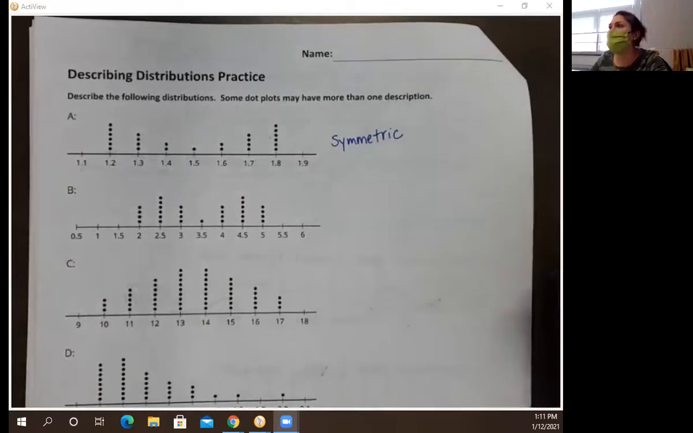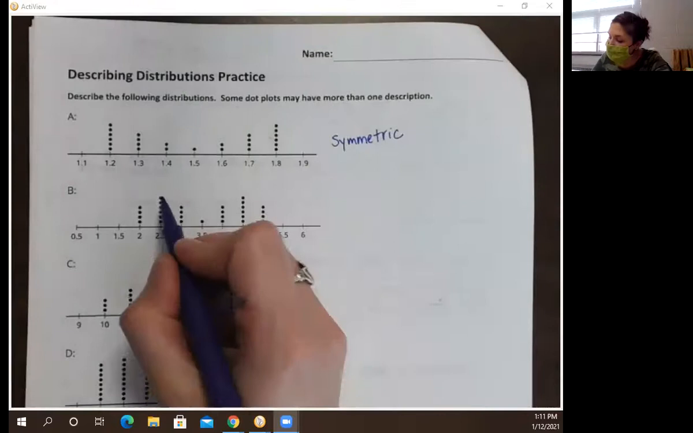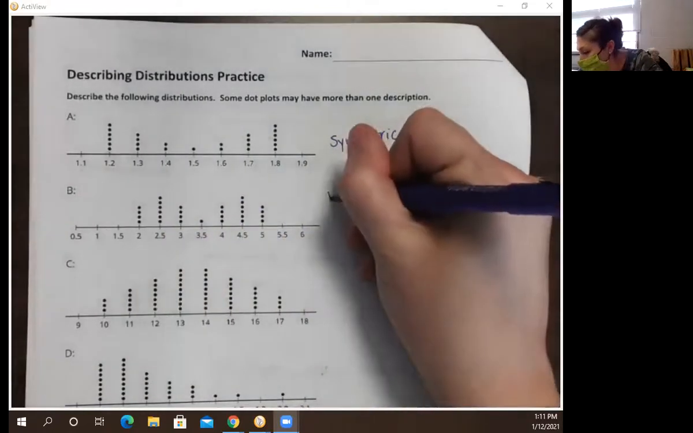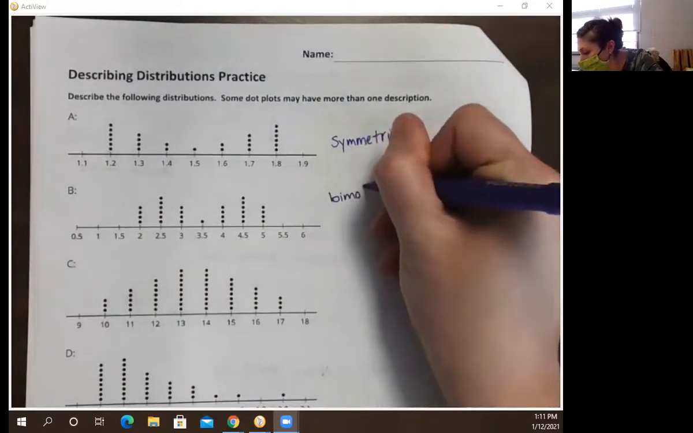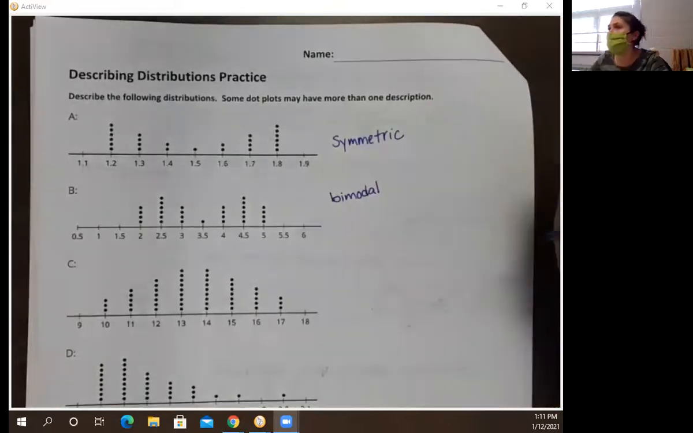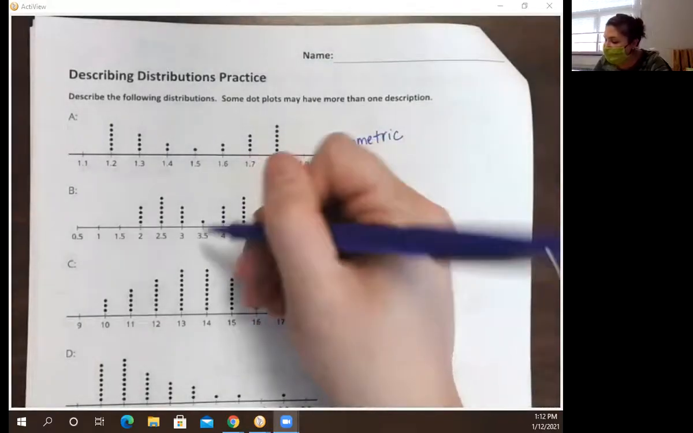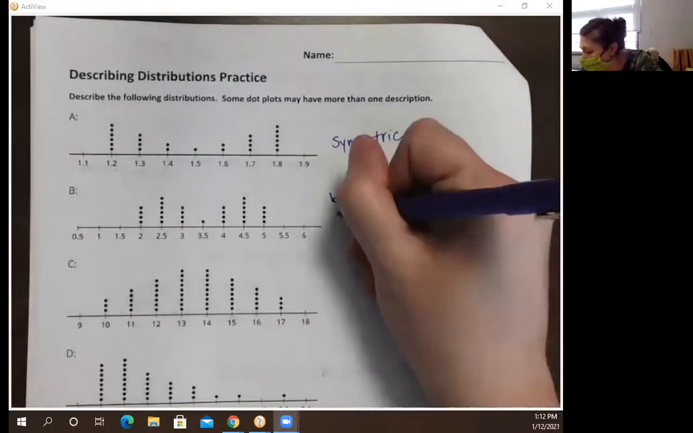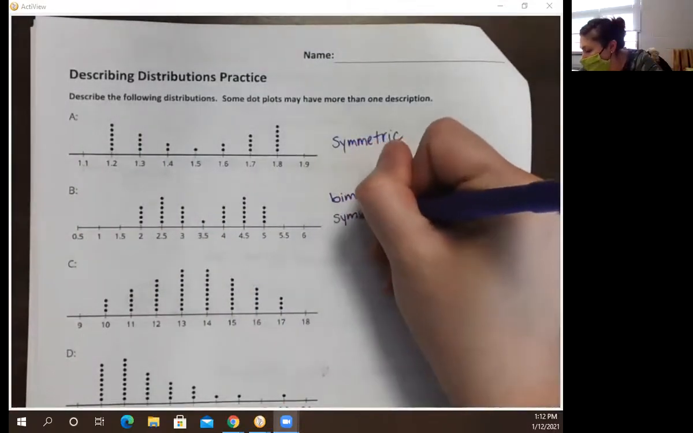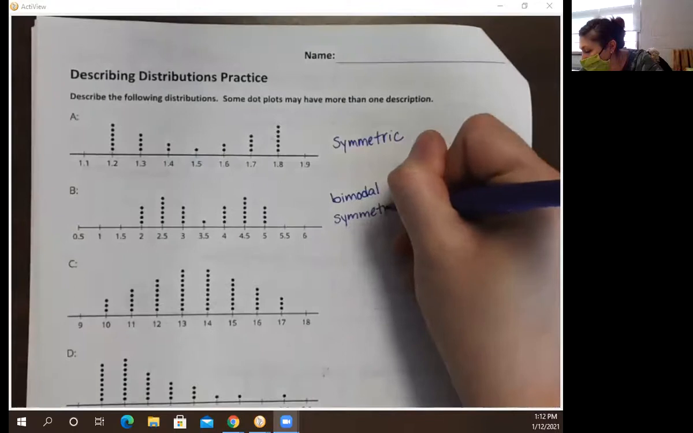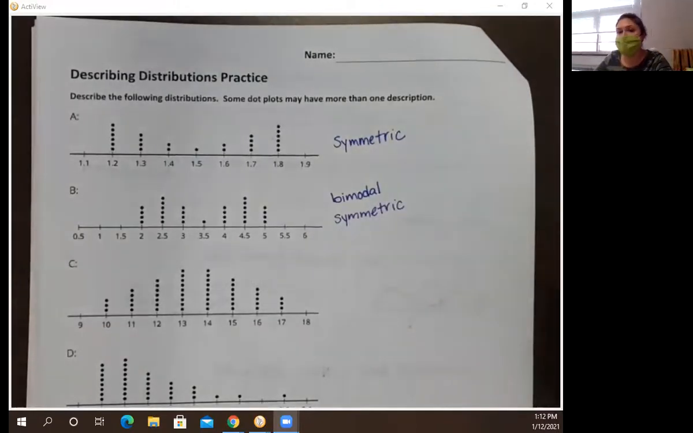What about B, Nevada? This is bimodal. Yeah, it has two distinct peaks. Bimodal. Is there any other name I could give this one? Mm-hmm. This is also symmetric. Yeah, I could cut it in half and the left and right would match up. Good. That one's bimodal and symmetric.